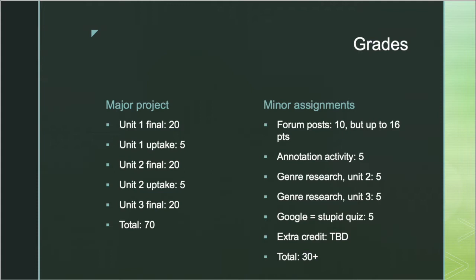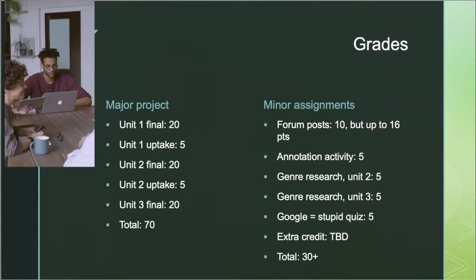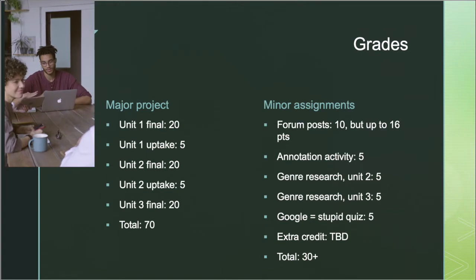In addition to the forum posts, there were also minor assignments for Unit 1, the annotation activity, where you did a little sample annotation just to get used to the genre of it. That was worth 5 points. In Unit 2, the genre research presentations were worth 5 points.